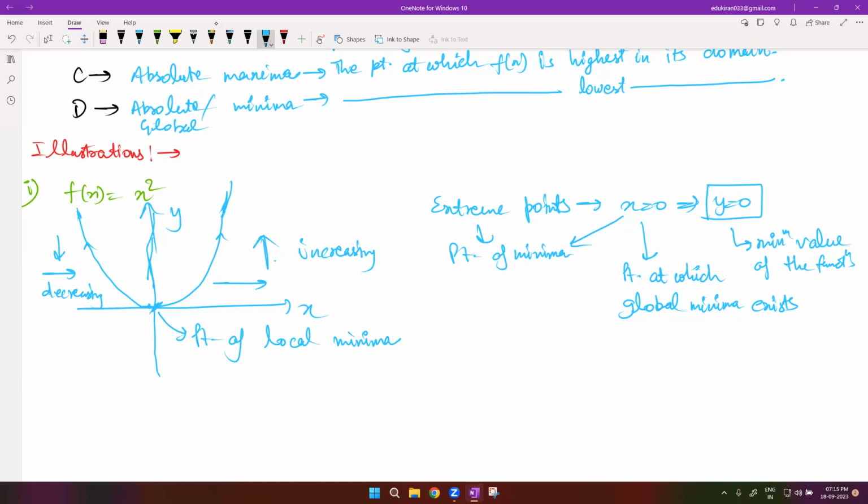So if given graphs, you can very easily obtain the minimum and maximum values. All the local minimas and local maximas will be very easily obtained, and you can see these examples. Let's take one more example, which is f(x) = mod x.